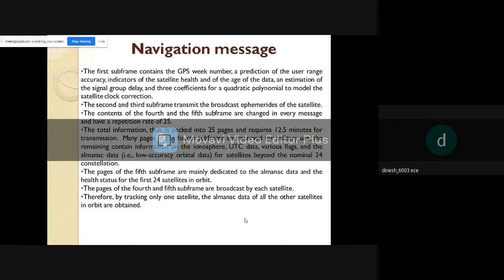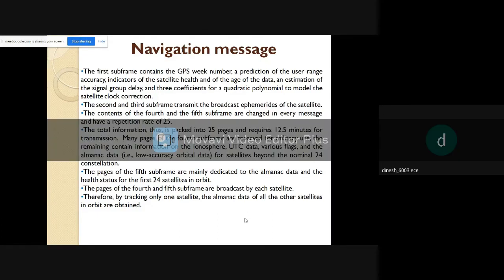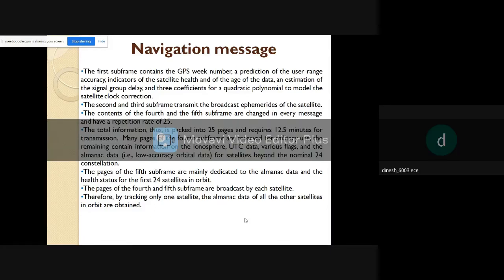Many of the pages of the fourth subframe will be reserved for military usage. The remaining contents contain information on the ionosphere, UTC, Universal Time Coordinated, various flags, notifications, and the almanac data. That is your low accuracy orbital data information, and this is considered for all the 24 satellites which are present.